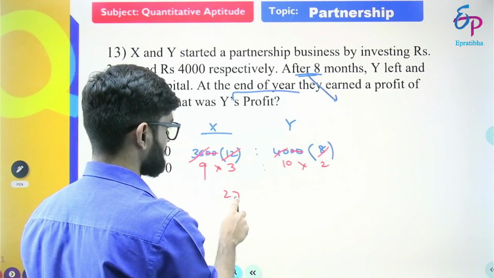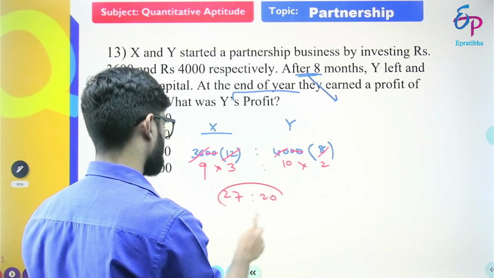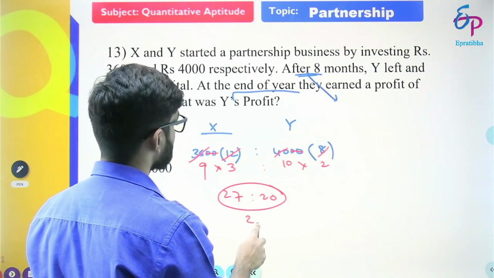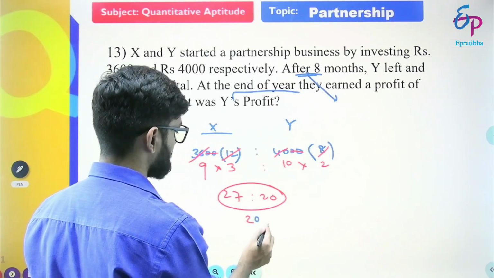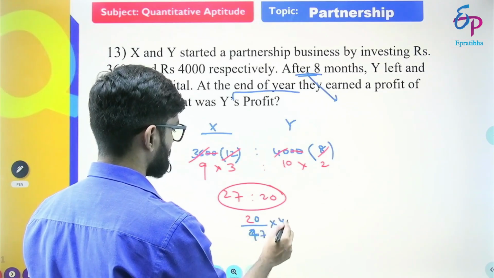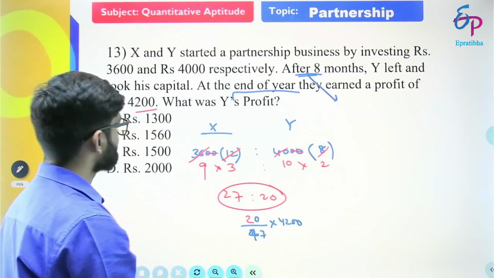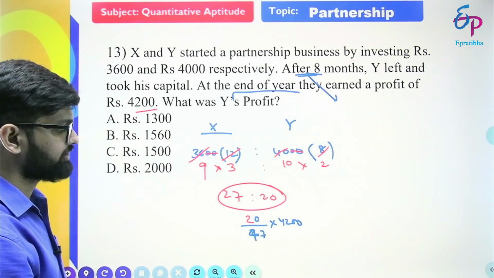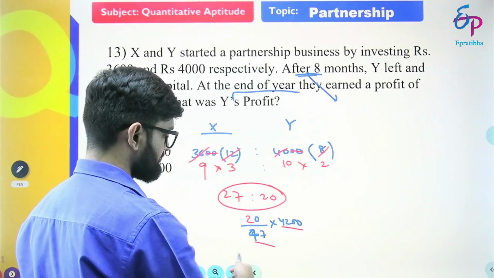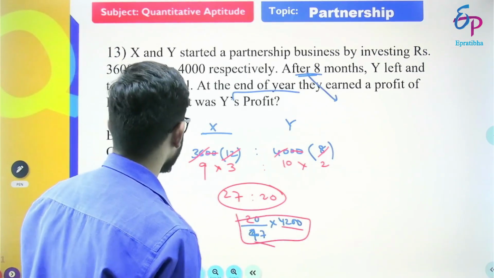This is 27:20. I think I have done, I've got the same as 27:24. This is how much should Y get? Y is 20 by 47 into 4200. So 20 by 47. I don't think these two will get cancelled, so it remains like that. So leave it until there.